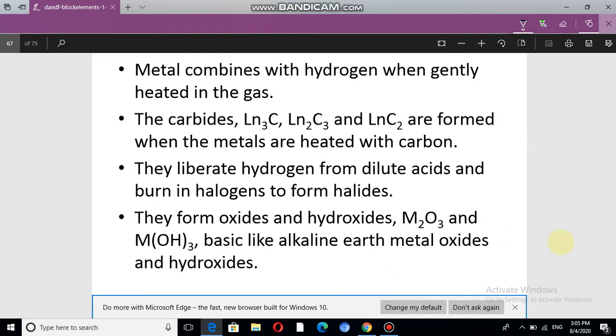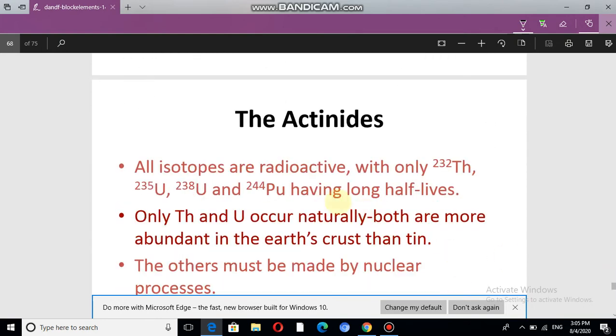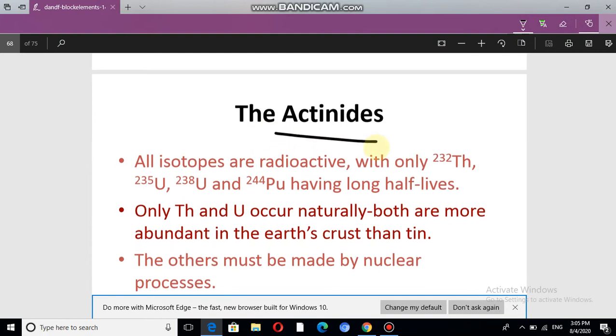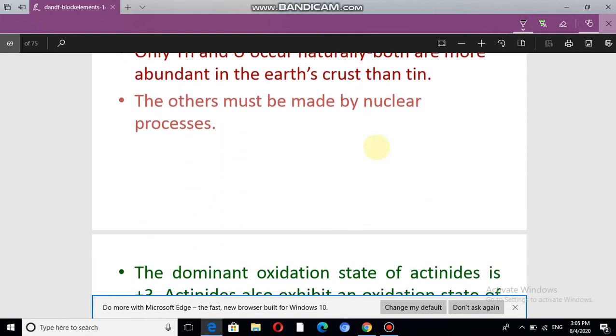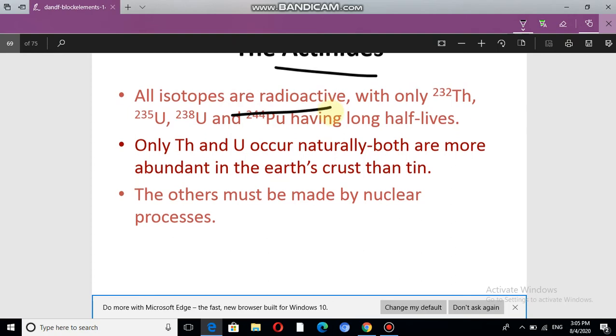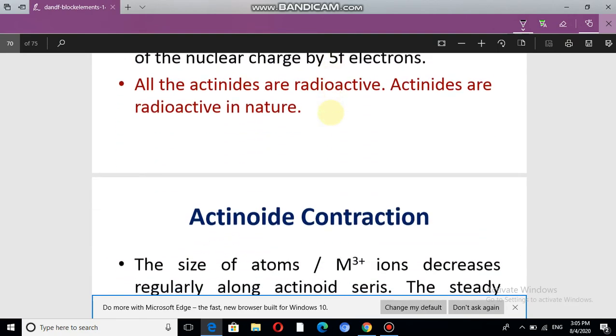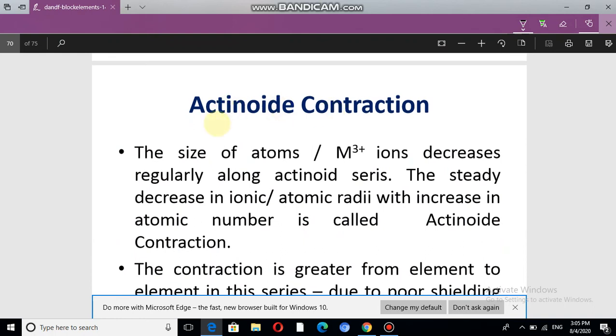Chemical properties have been deleted, so we'll straight away move on to actinoids. In actinoids also we have to study only the actinoid contraction. The rest has been deleted. In actinoids, most of the elements are radioactive in nature, so it is very difficult to study the reactions of actinoids.